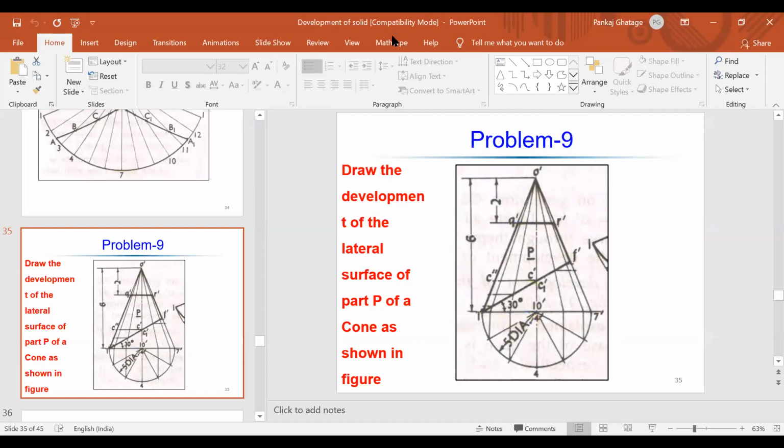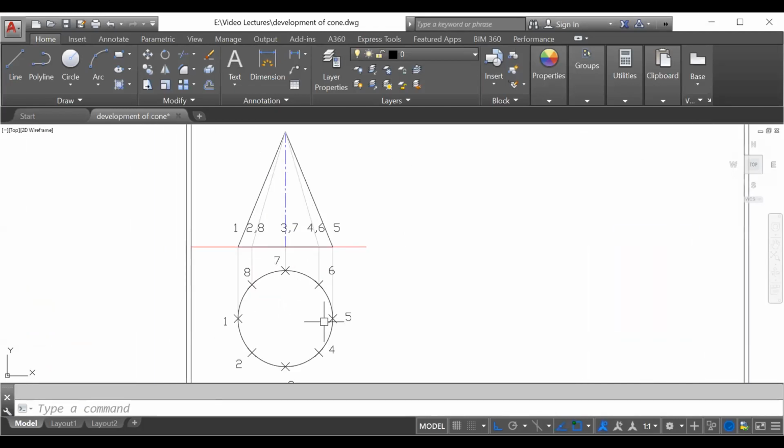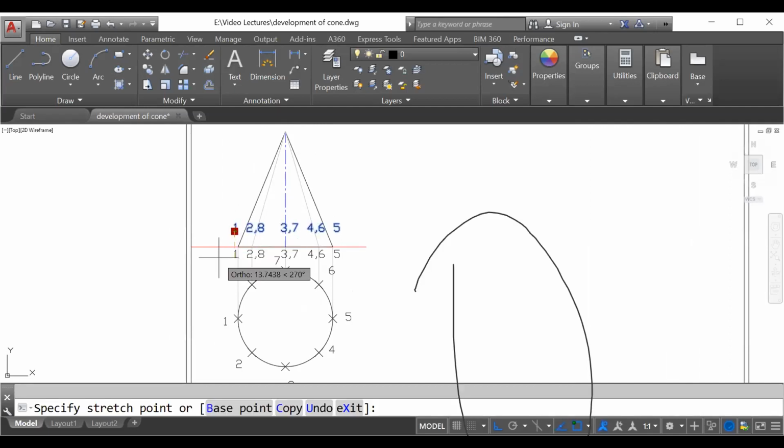Now the AutoCAD screen is visible to everyone, so I will use it now. I have already prepared the question, the basic step. Here it is a cone with a diameter of 50 and height 60, and there are two cuts. One is 20 mm below the apex, and then one cut is from this corner. I have given the naming, so I will just move this naming to this one.